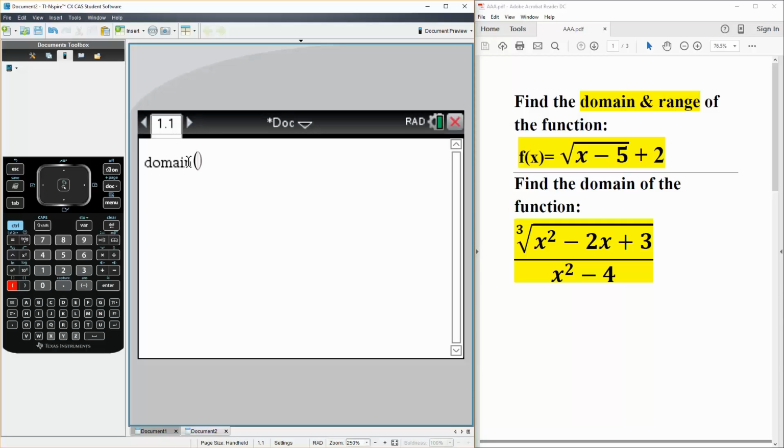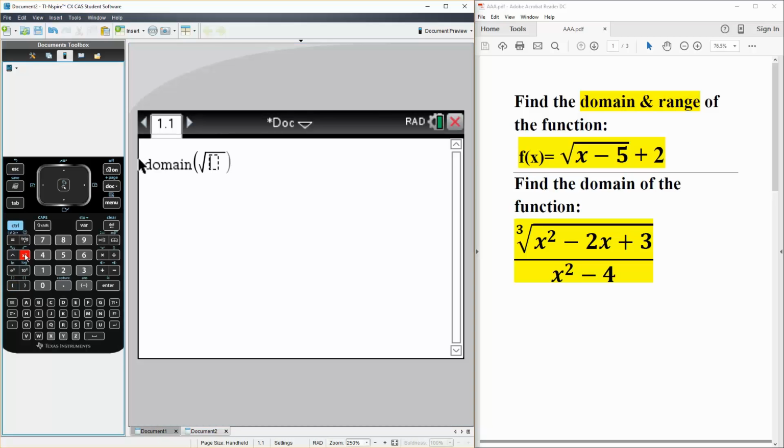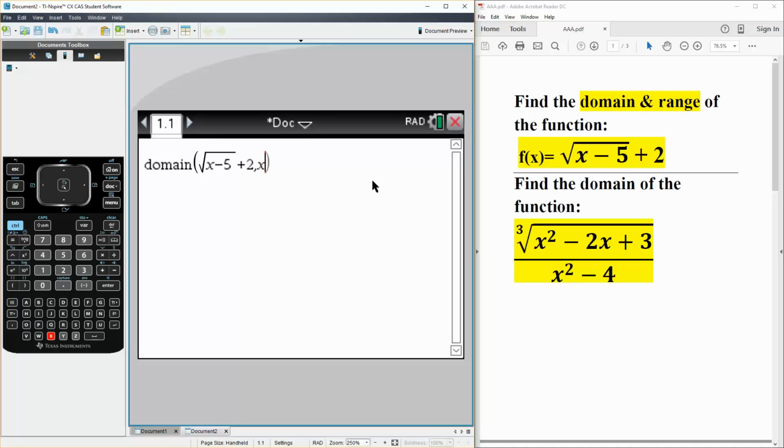So parentheses. Next, we will have square root. We have x minus 5, and we have a plus 2 outside of the square root, comma x. So domain, parentheses, square root of x minus 5, plus 2, comma x. Hit enter, and this is what we get for the domain.